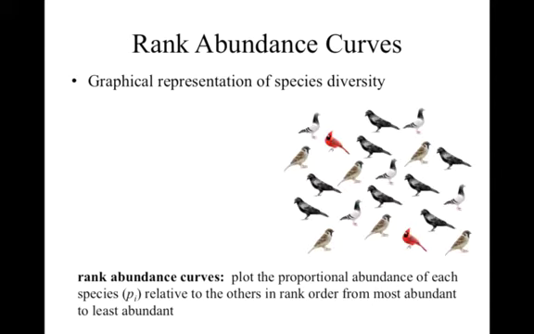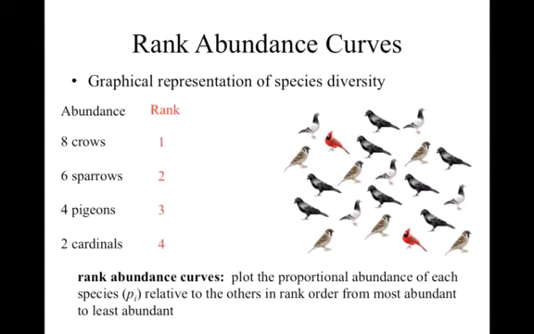Here I have a bird community, and I have 8 crows, 6 sparrows, 4 pigeons, and 2 cardinals. So if I'm going to rank these, that just means rate them in order of the one that's most abundant to least abundant. I would say my crows rank as 1 because there's most of them. Then my sparrows, then my pigeons, and then my cardinals are my highest rank because there's only 2 of them, so they have a rank of 4.